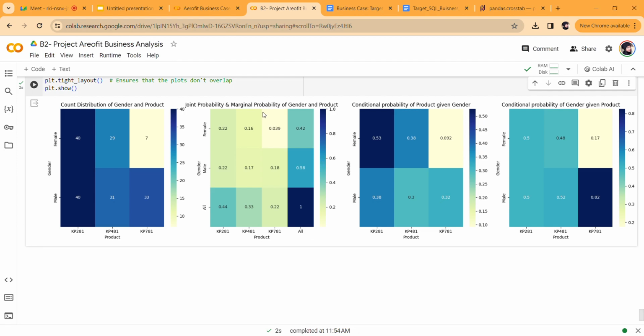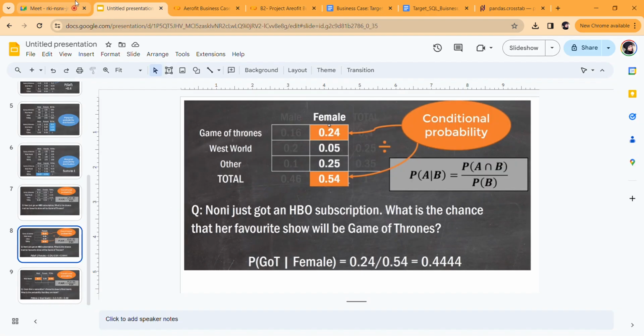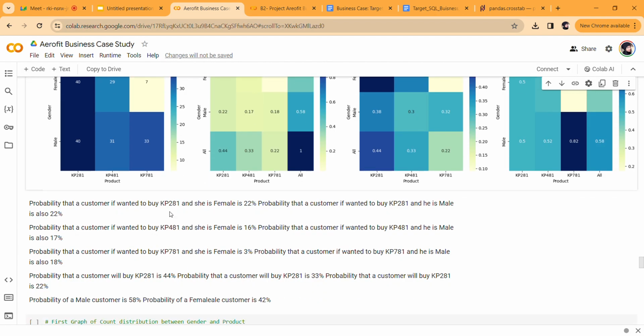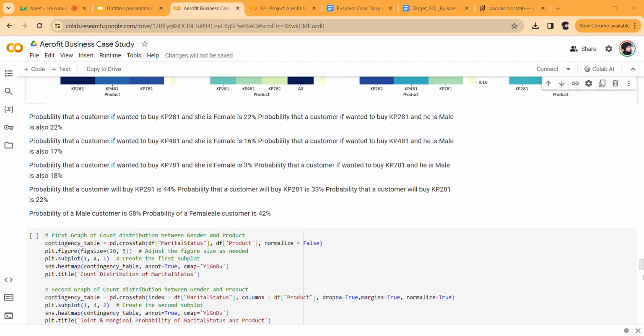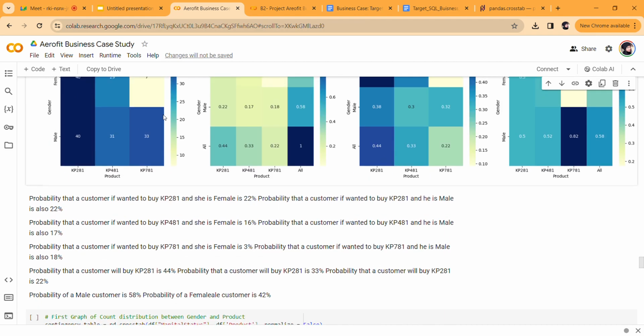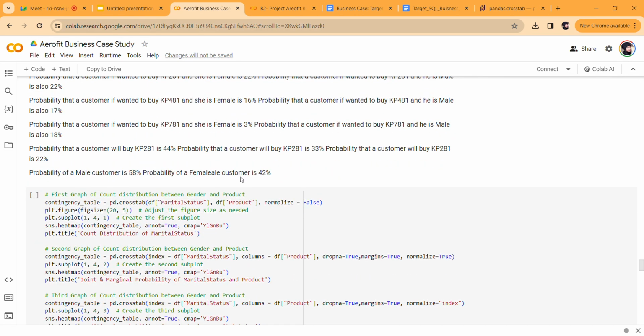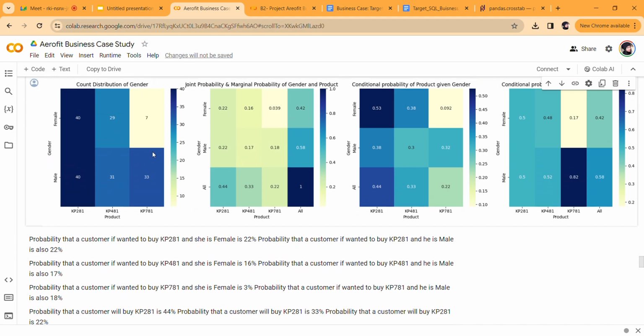In the same way, you can do the rest. Here you can see that I have mentioned a few things as a remark also. The probability that a customer wanting to buy KP281 is female is 22%. Whatever I have taught you is the same thing I have mentioned here in written form. If you are analyzing something very rare, you can see that this 7 is very less. So the probability of being a female and purchasing KP781 is very less, but the probability of a female purchasing KP281 is very high since it's very dark.